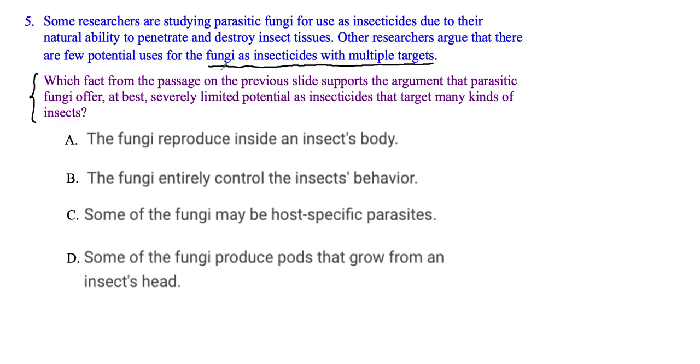So what this is basically saying is the researchers are saying, can we use fungi as an effective insecticide? An insecticide kills multiple types of insects and bugs. And one of the researchers argues that they might not be very good for multiple insects. So it says here, which fact from the passage on the previous slide supports the argument that parasitic fungi offer at best severely limited potential as insecticides? So basically what it's saying here in the question is that it might be a good insecticide for maybe one type of insect. It might kill one type of insect, but not multiple insects.